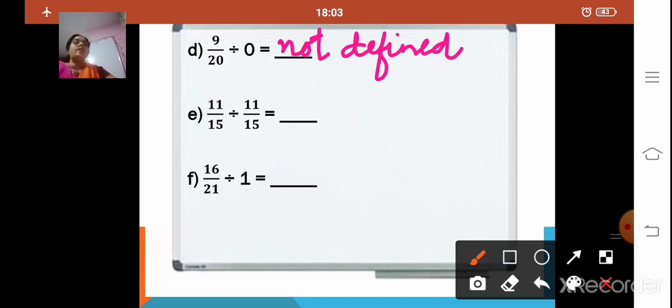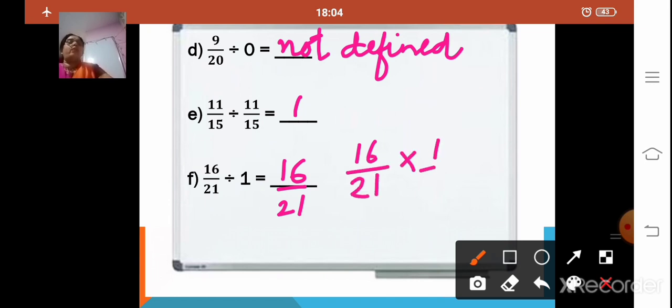Yes. Next one is 11 upon 15 divided by 11 upon 15. Again, both the fractions are the same. So your answer is 1. And the last one is 16 upon 21 divided by 1. That means when you divide the fraction by 1, your answer is the fraction itself. That is 16 upon 21 multiplied by 1 upon 1, that is equal to 16 upon 21.